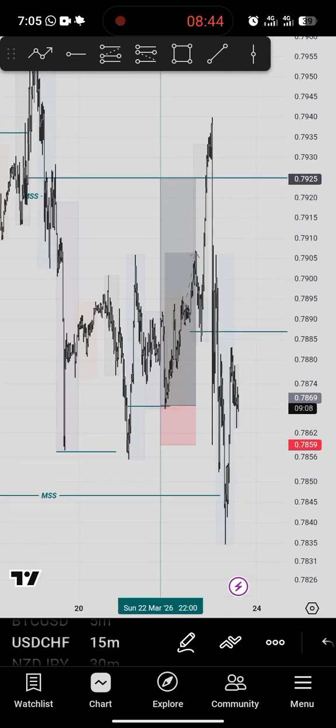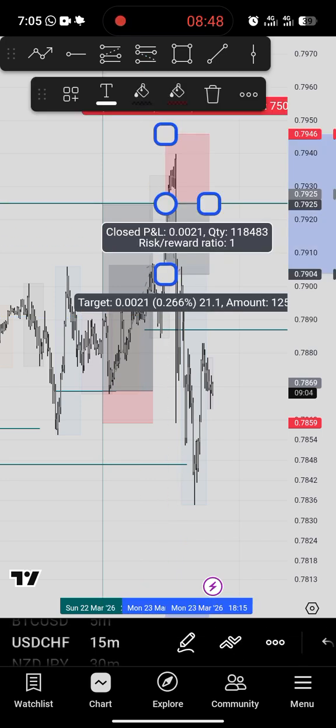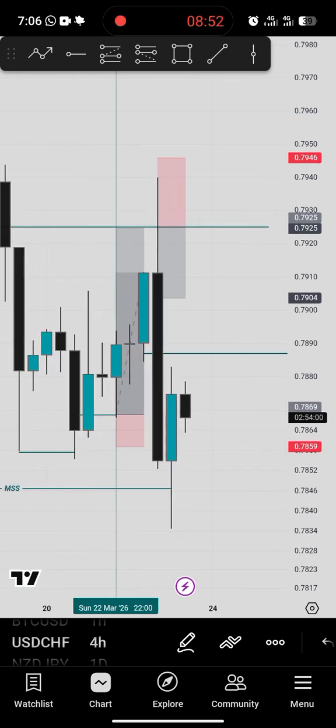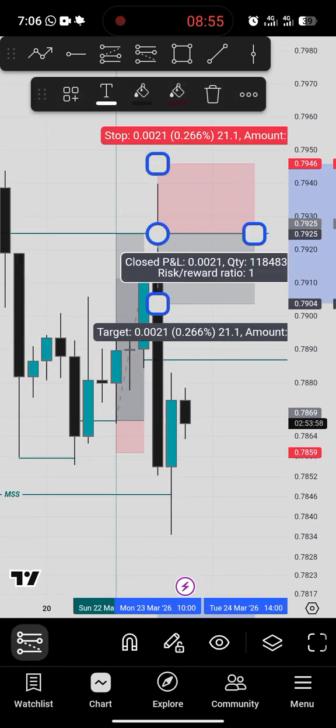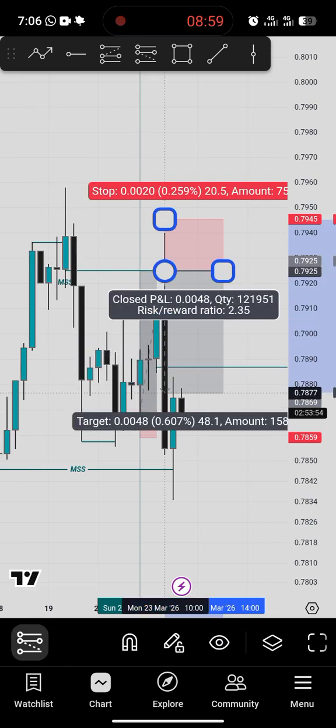Then I placed the other buy because this is where I'm expecting it. So I placed the other buy on the 4 hours. I'm risking enough money so that, I think it was 20 pips. I want my strategy to be able to play out.